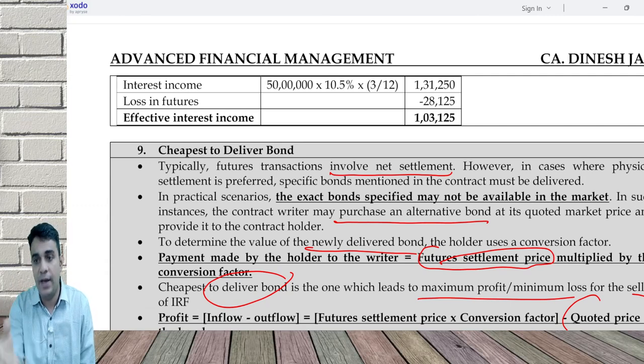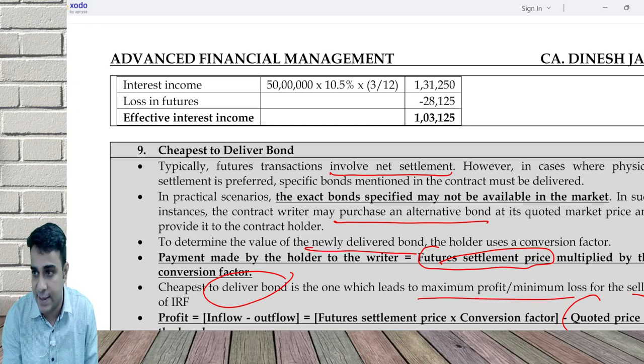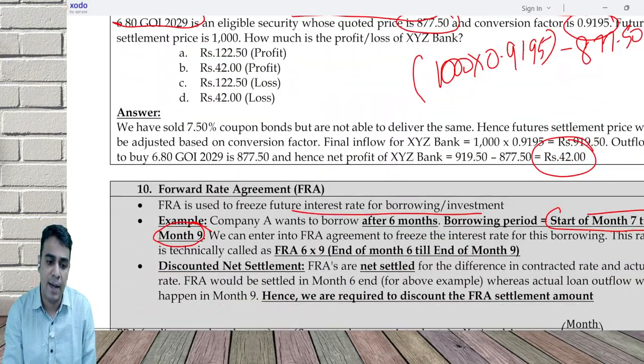That's my outflow. When I deliver, you will pay me the future settlement price times the conversion factor. The gap between that is my profit. I'll select the bond which gives me maximum profit.